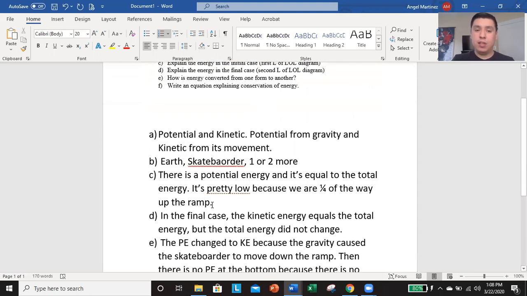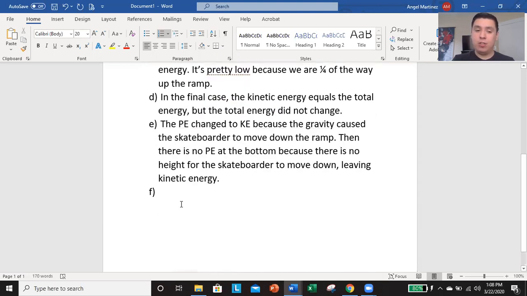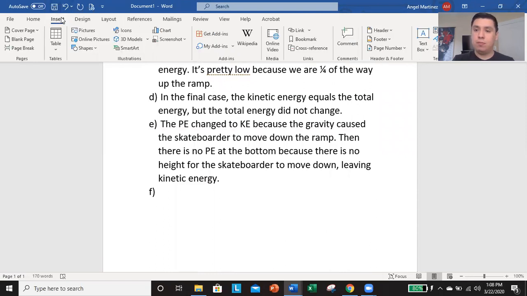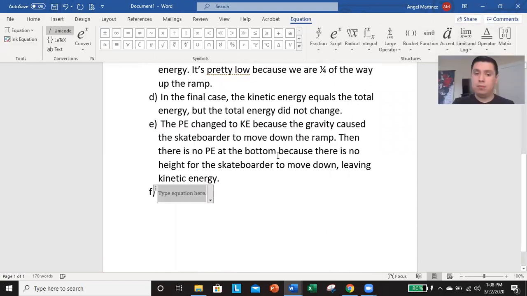Okay, and then it says write an equation explaining the conservation of energy. So let's do the equation tool. You don't have to make an equation all nice looking here. You can just write KEi, PEi, KEp, PEp, KEf, PEf. I'm just making it here to make it look nicer.